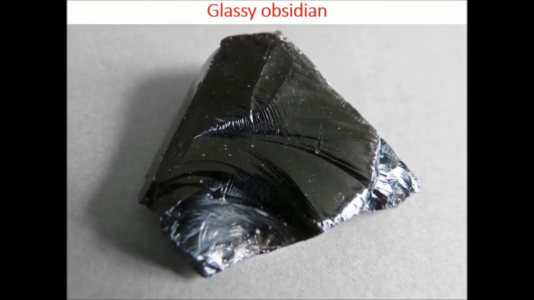This is glassy obsidian, which is amorphous. You cannot differentiate even any fine crystal here. Everything is smooth and there is no crystal structure. Everything is amorphous. This is the practical result of quenching of a melt.